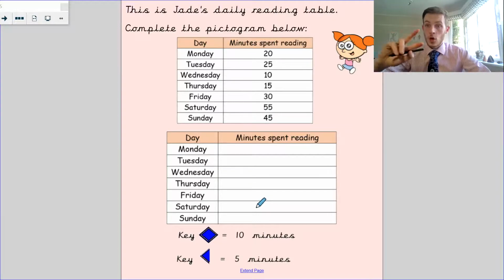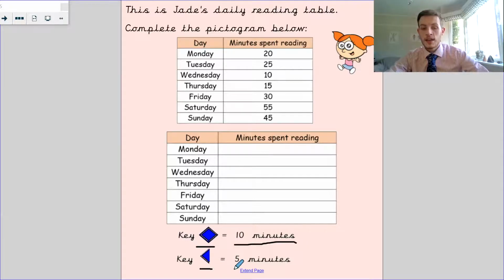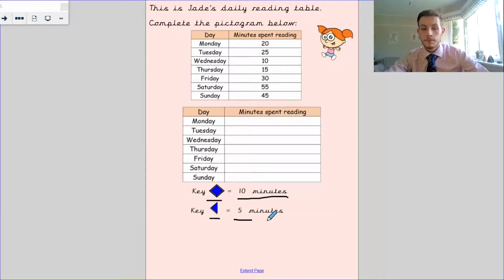Now, we're doing the opposite now. We've been given the totals, but we need to put in the key, the pictogram. So how many times did she read on Monday? She read for 20 minutes. Now, each of our keys give us a time. For a full key, a full drawing, it's worth 10 minutes. For a half drawing, it's worth 5 minutes.